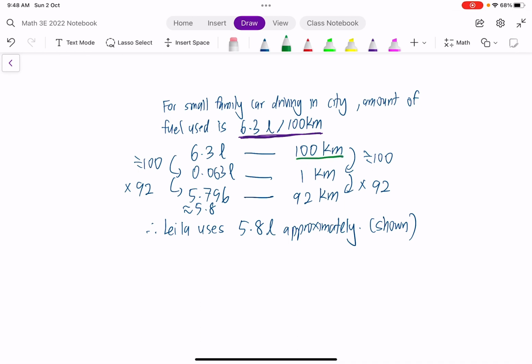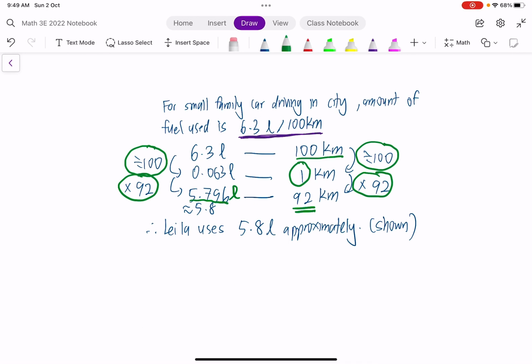So what you can do first is divide by 100 to get 1 kilometer. After you get 1 kilometer, you can multiply it by 92 to get 92 kilometers. So what we'll do for the amount of fuel is to do the same. You divide by 100, 6.3 liters divided by 100, then you multiply by 92, to get 5.796 liters.